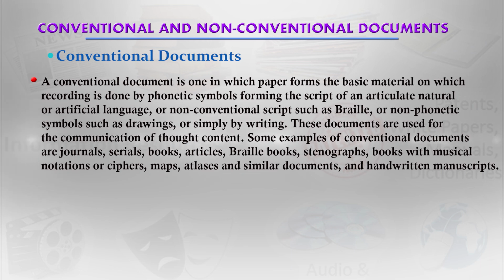A conventional document is one in which paper forms the basic material on which recording is done by phonetic symbols forming the script of an articulate, natural or artificial language, or non-conventional script such as braille or non-phonetic symbols such as drawings or simply by writing them. These documents are used for the communication of thoughts, contents. Some examples of conventional documents are journals, serials, books, articles, braille books, stenographs, books with musical notations, or maps, atlases and similar documents, and handwritten manuscripts which we have been using for a long time. These documents are very much familiar to us, that is why they are known as conventional documents.